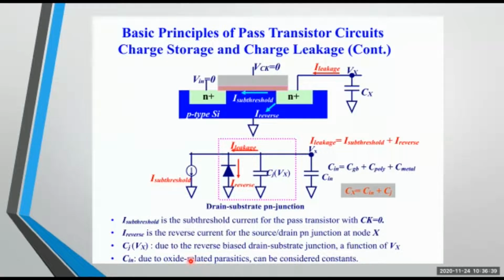Cin is mainly due to the oxide related parasitics. Definitely we know that with the help of different kinds of oxides and different kinds of layers, we design the capacitor here. And if you make any kind of error in designing the capacitor, parasitics will be formed, and because of those parasitics, this Cin oxide capacitance appears. The capacitance which is stored is a result of these oxide related parasitics.